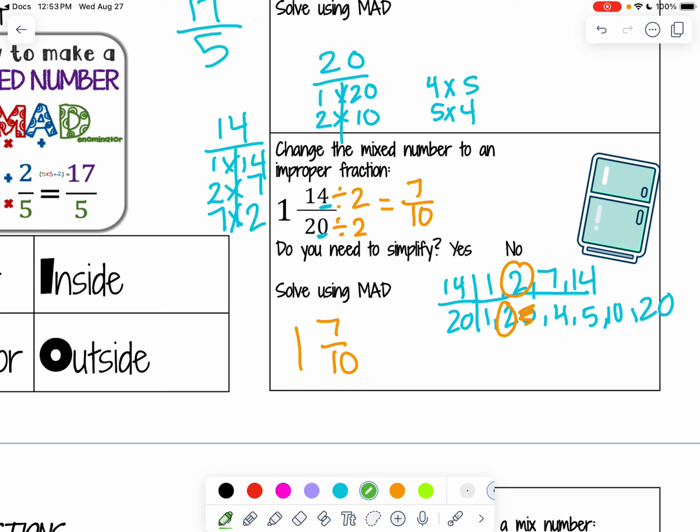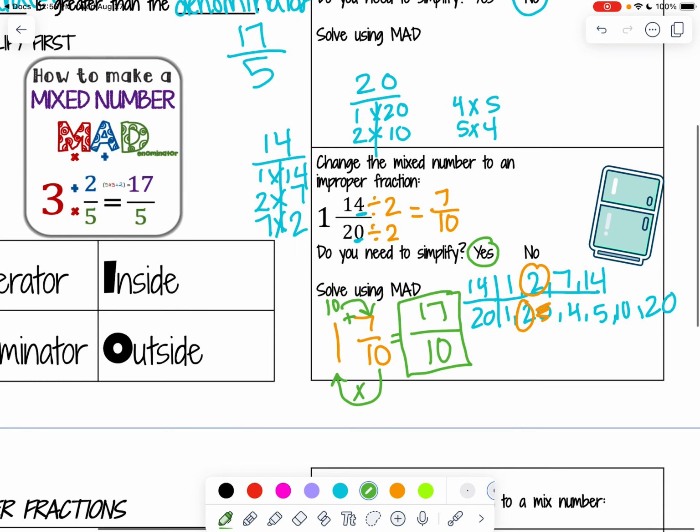And now we can use MAD. Again, we're multiplying our denominator times our whole number. So that's 10 times 1, which would be 10. And then we're going to add our numerator to the answer that we just got. So 10 plus 7 equals 17. And we know that our denominator always stays the same. So our final answer is already in simplest form. We did need to simplify, so our answer is 17/10.